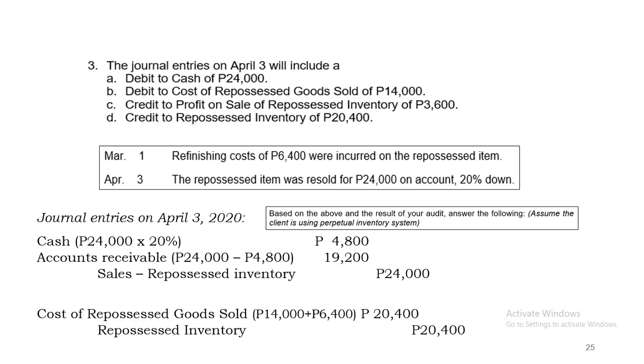Therefore, based on the journal entries, the answer for number 3 is letter B. Credit to repossessed inventory of 20,400. Okay.